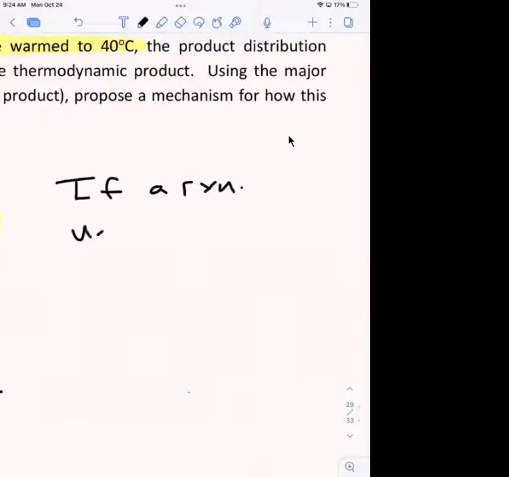Dr. Russell, I have a question. Go right ahead. So I thought the kinetic was the irreversible one. It is. But if you warm the temperature up, you add more energy to the system. And so that allows for reversibility.